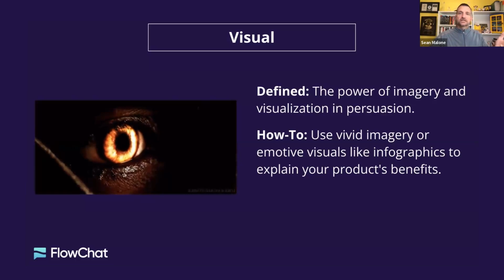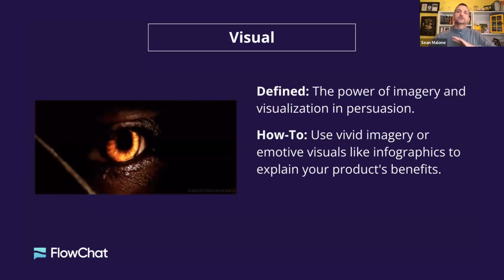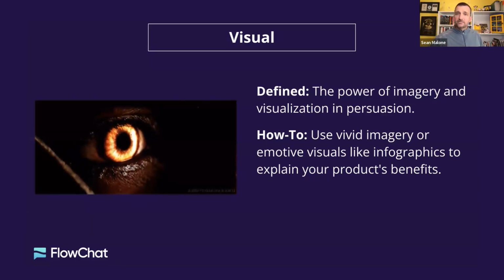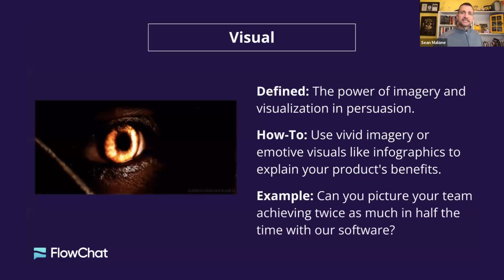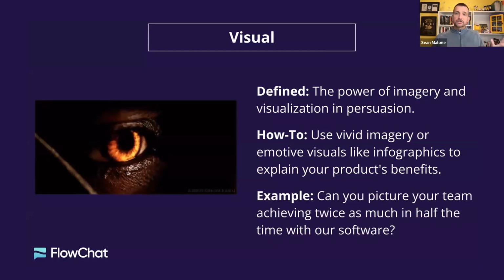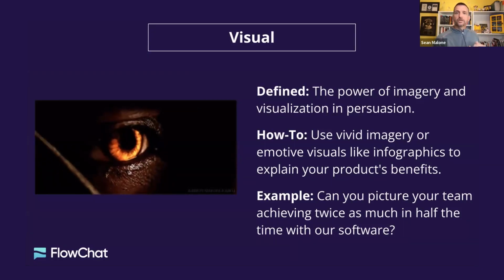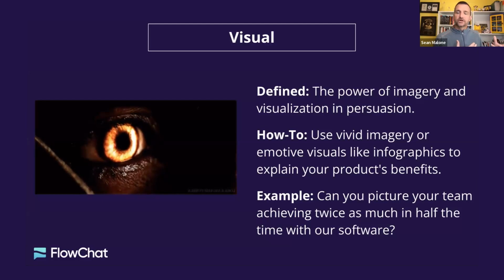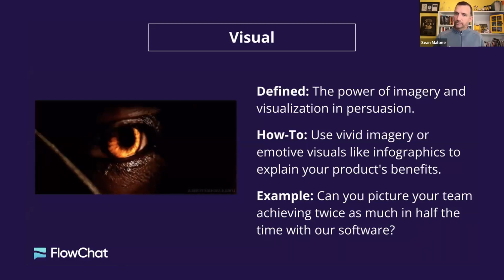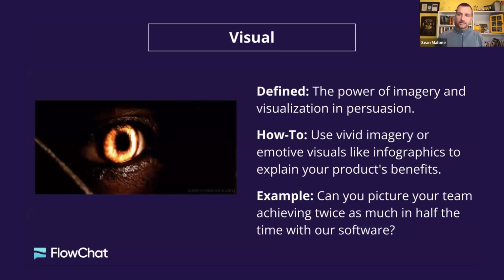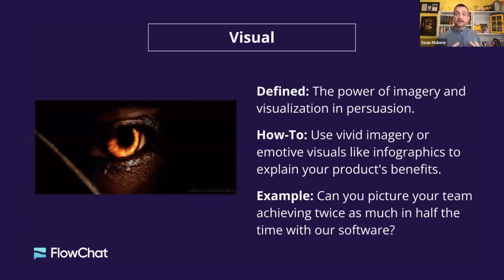Now, what I did here is for DMs, I wrote all of these in a question-based form. You can use a visual bias anywhere, anyhow. Here's an example. Imagine writing something like this. Now, maybe you don't sell software and that's fine. It's like, can you picture your team achieving twice as much in half the time with our blank? And you would just put whatever your special sauce is. Instead of the word software, you would just put blank, right? So in Harley's life, it would be, can you picture your team achieving twice as much in half the time?